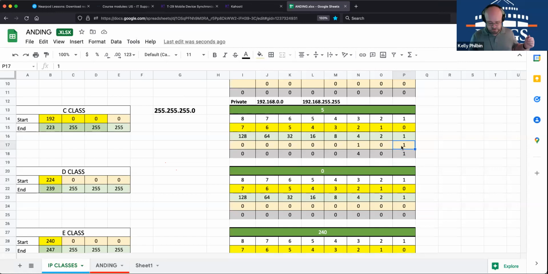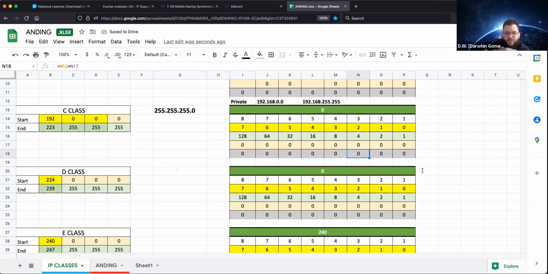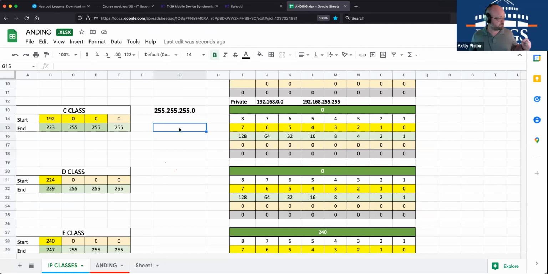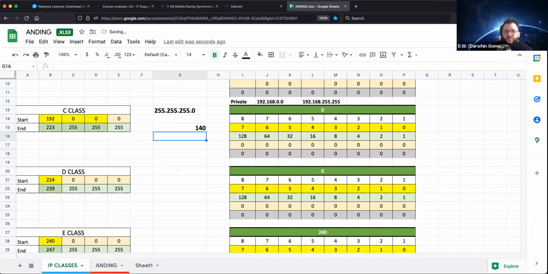But we can go through and do another number if you want. DW, do you have an idea of one? Yeah. Let's do like 140. 140. Yeah. Can I try explaining it while I use it? Yes, please.